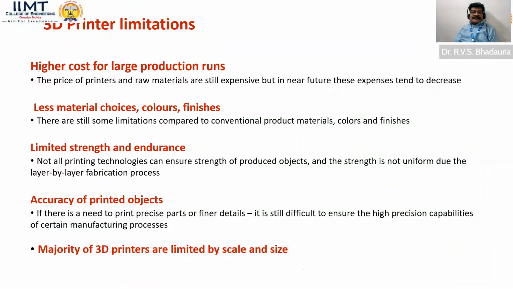Less material choices, color, finishes. There is still some limitation compared to conventional product material, color and finishing. Limited strength and endurance. Not all printer technology can ensure the strength of the product object, and the strength is not uniform due to the layer by layer fabrication process. Accuracy of the printed object. If a printed part needs finer detail, it is still difficult to ensure high precision. Majority of 3D printers are limited by scale and size.